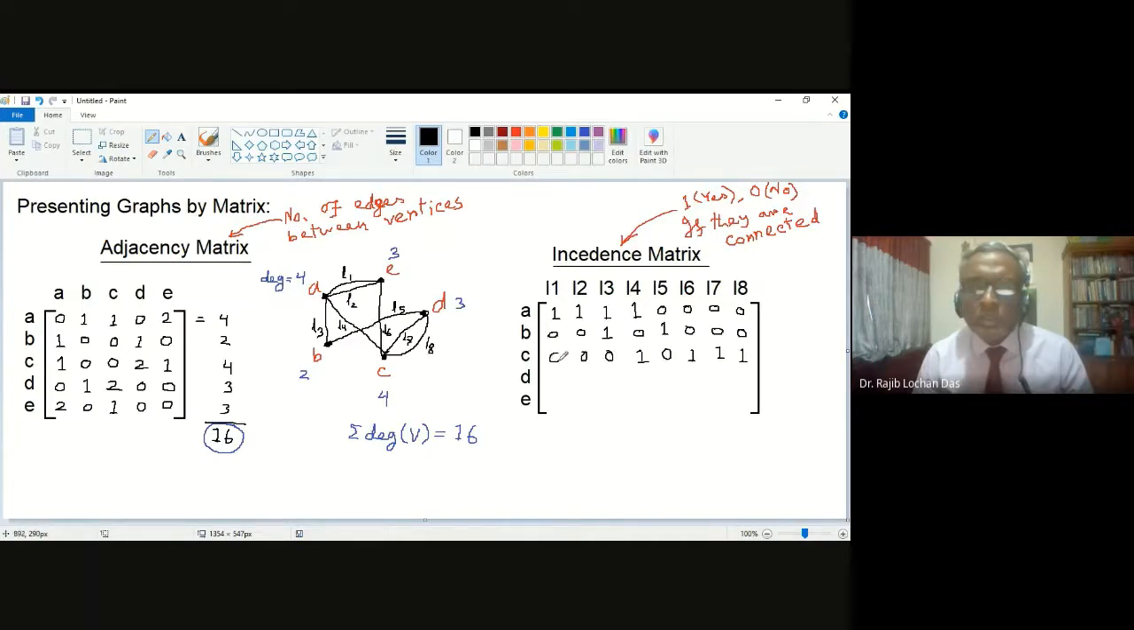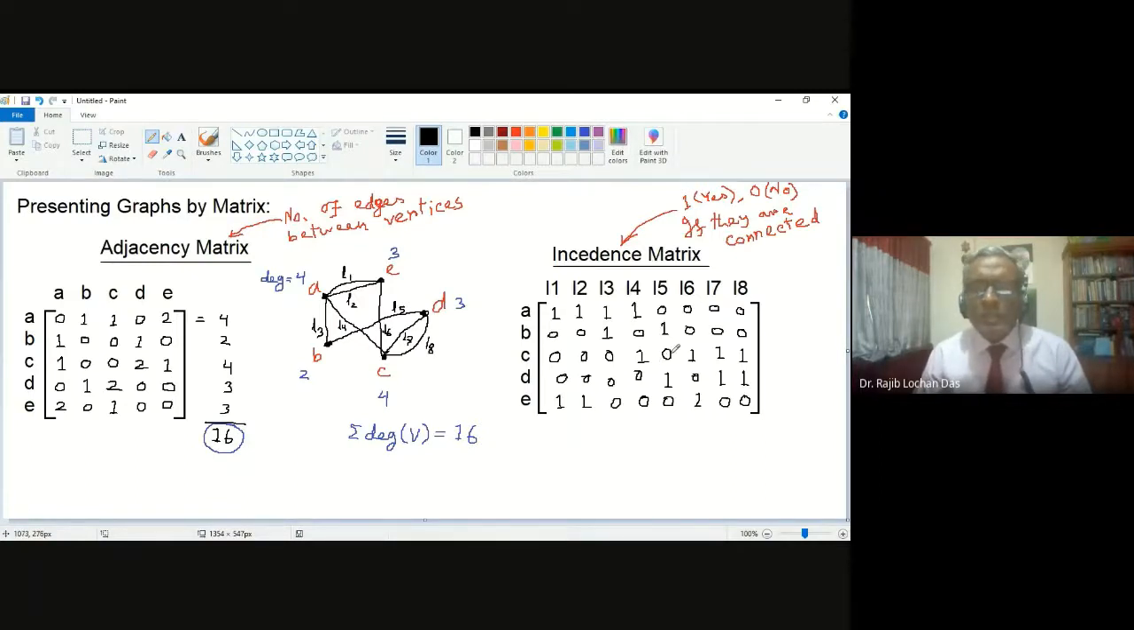That's it. So this is the easy way to find out. Now you can think about D. D will be L3, L5, L7, L8. So you will put 1 for 3, 5, 7, 8, and all others are 0. You will do like that, and E the same. You have L1, L2, L6, so 1, 1, 1, and all others are 0. That's it. So this is called the incidence matrix.